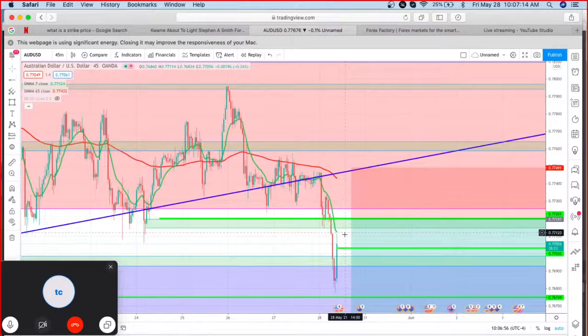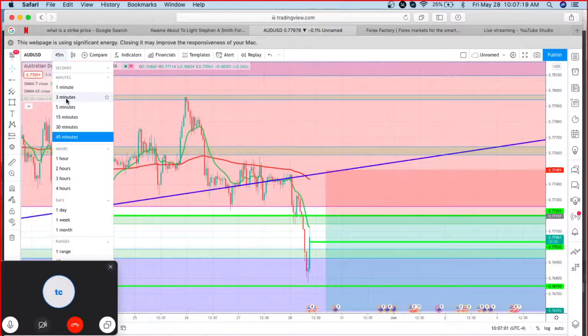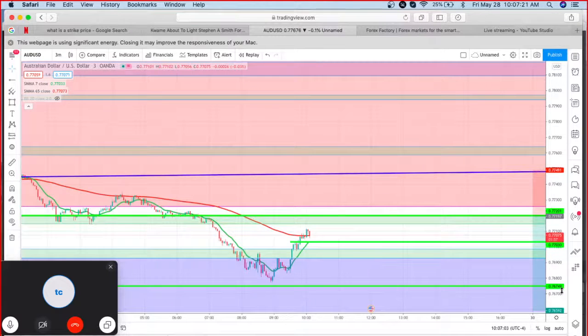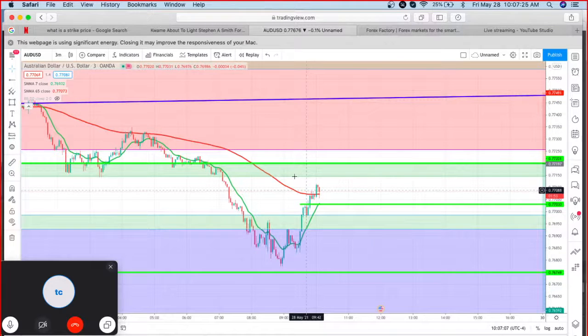Okay, so now it's looking like it's finding some resistance. Oh, we hit the 65. Oh, yeah. This could probably be our area to hop in for the buy, just to somewhere up here. If it goes past here, great. But if it finds resistance here, we'll just take our profit there.